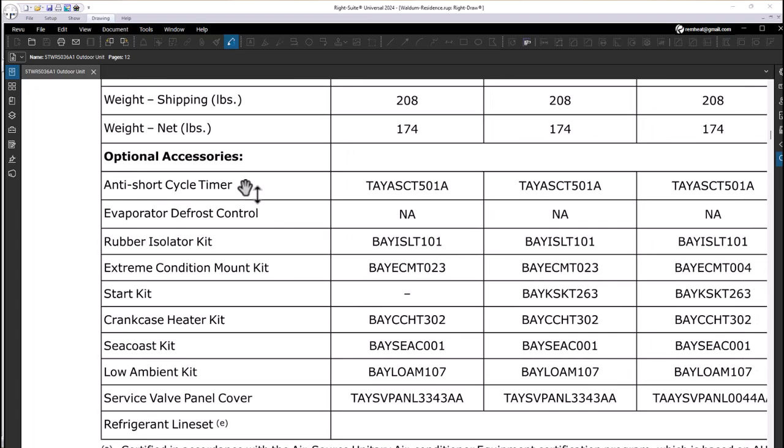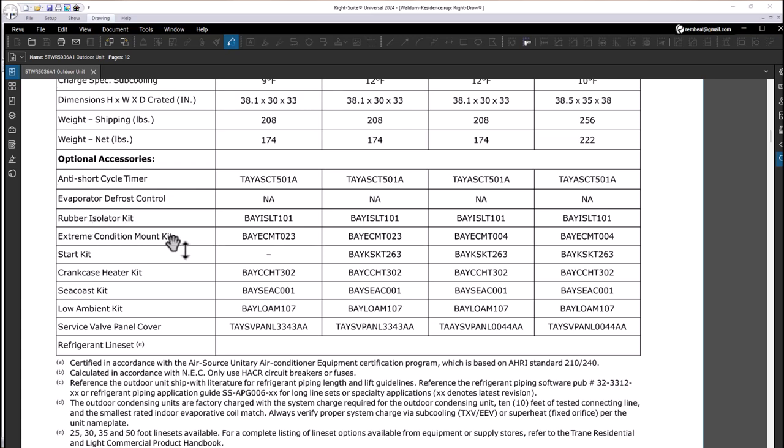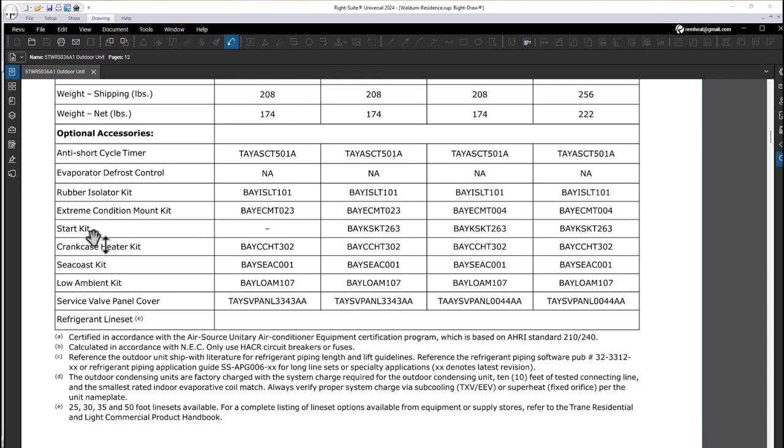The other one, evaporator defrost control, says non-applicable. We have isolator kits, the extreme condition mount kit. Now, depending on the weather, depending on where you are installing this heat pump unit. For example, in the south, Miami, or a place that is very hot, you wouldn't be worried about this extreme condition mount kit. However, if you're installing this in the north, upstate New York or Montana or wherever it's cold, you might need to consider this extreme condition mount kit. And a start kit is just in the beginning, it's optional, maybe not.